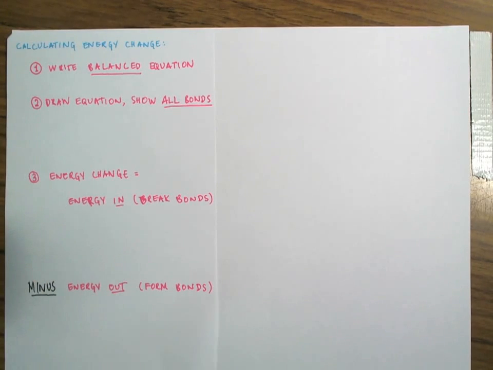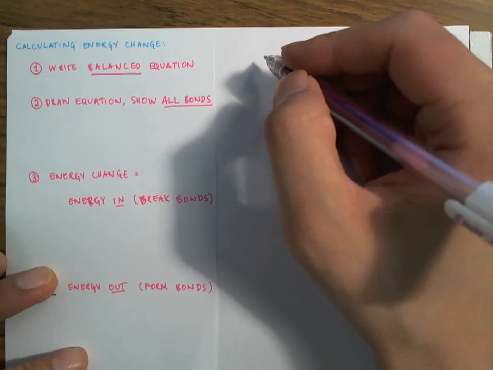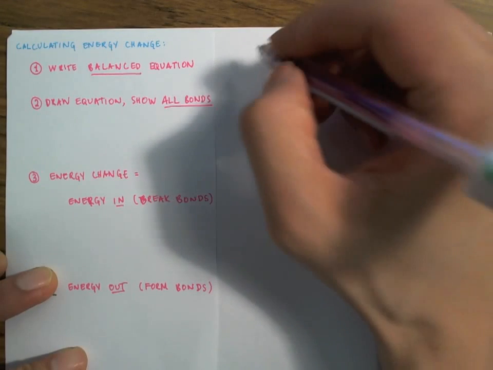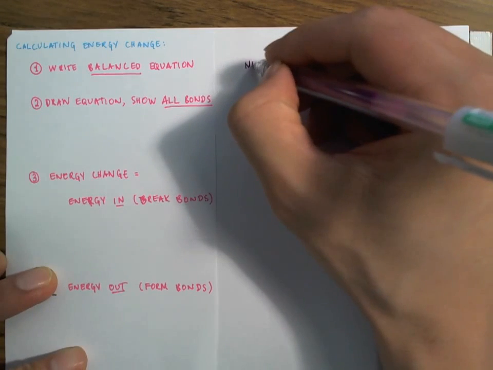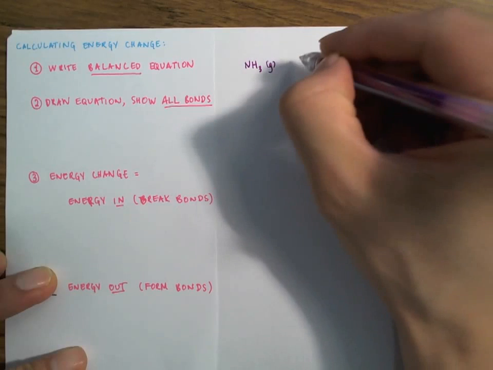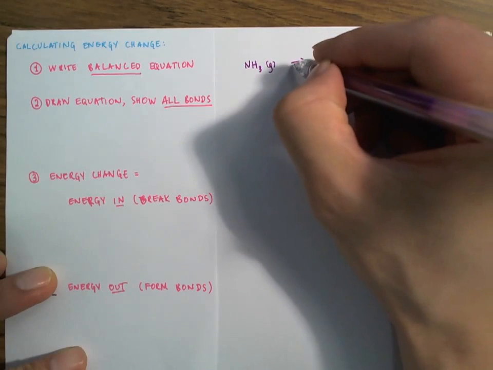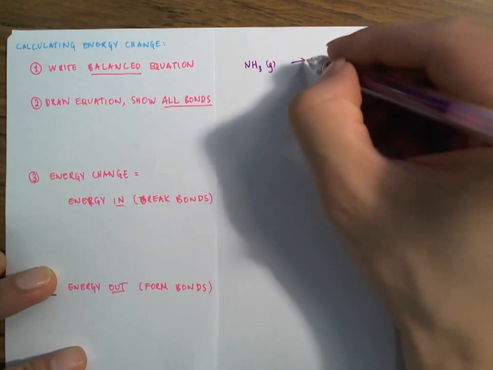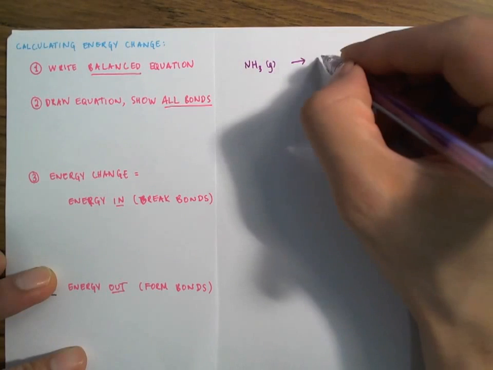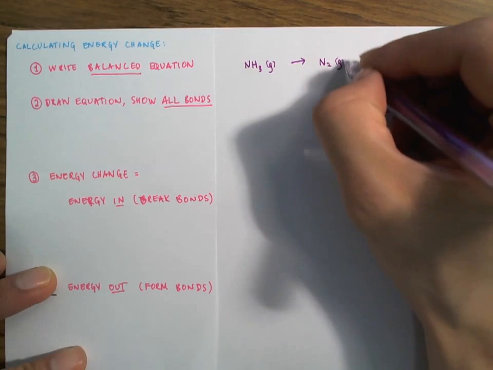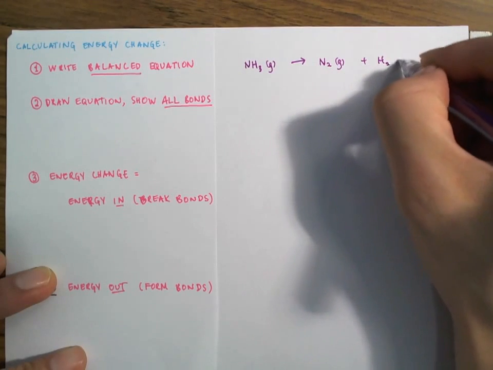This time we'll take a look at the decomposition of ammonia. So I'm going to take ammonia gas and I'm going to heat it to form nitrogen gas and hydrogen gas.